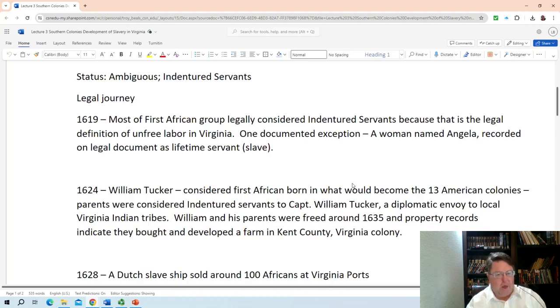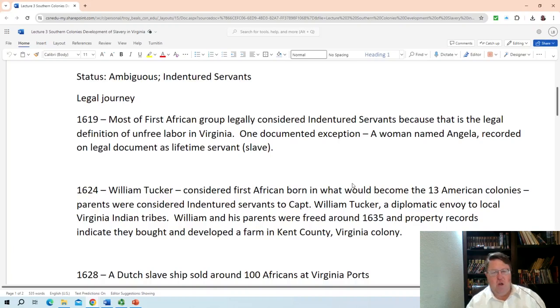When you study the primary documents, there is one documented exception. There is a legal document that lists a woman named Angela who was born in Africa. Based on the legal documents that are extant, Angela was an African who was brought to colonial Virginia, and she is recorded as a lifetime servant. And that's another interesting piece of information for these early Africans and also early Europeans who are indentured servants.